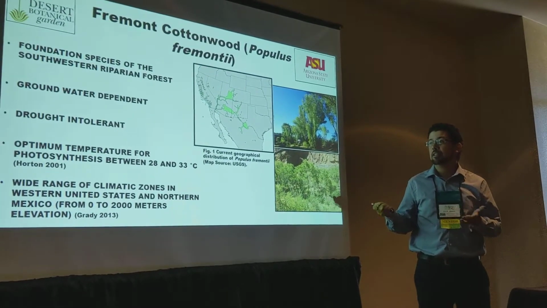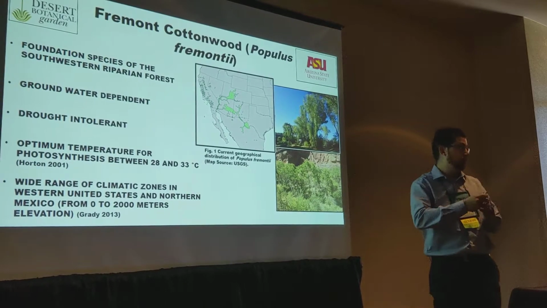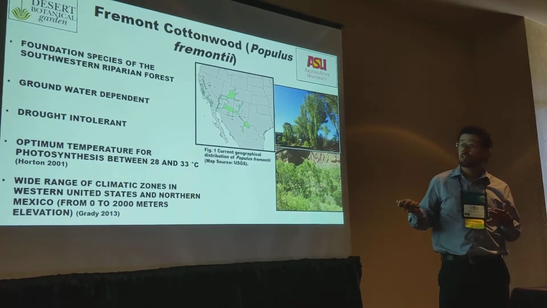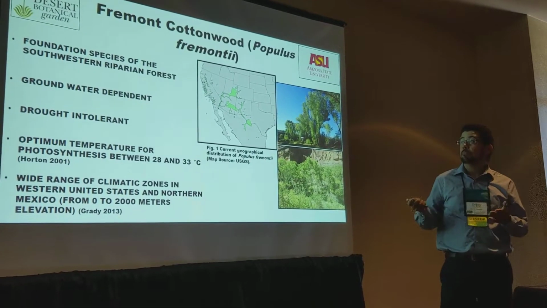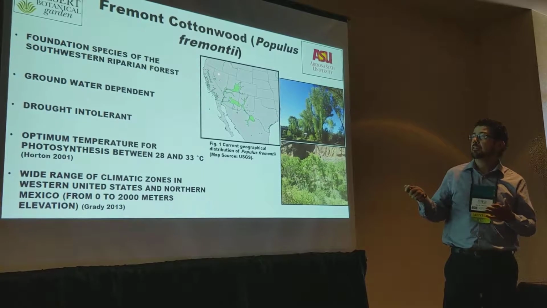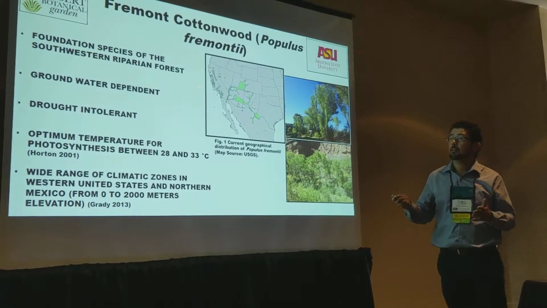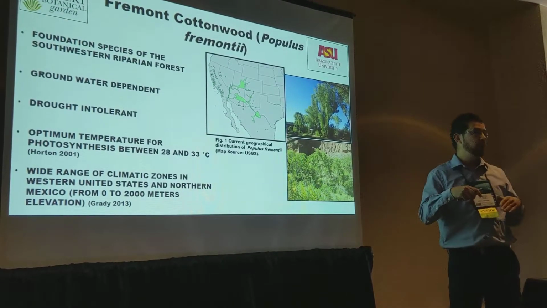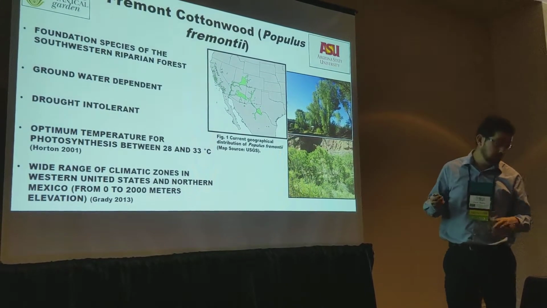However, this tree is groundwater dependent and drought intolerant, even though you find it here. The optimal temperature for photosynthesis is between 28 and 33 degrees Celsius. Another thing that's very interesting is the wide geographic range where you can find them, all the way from Northern California to Central Mexico. Also, you can find it at different elevations, 0 to 2,000 meters.